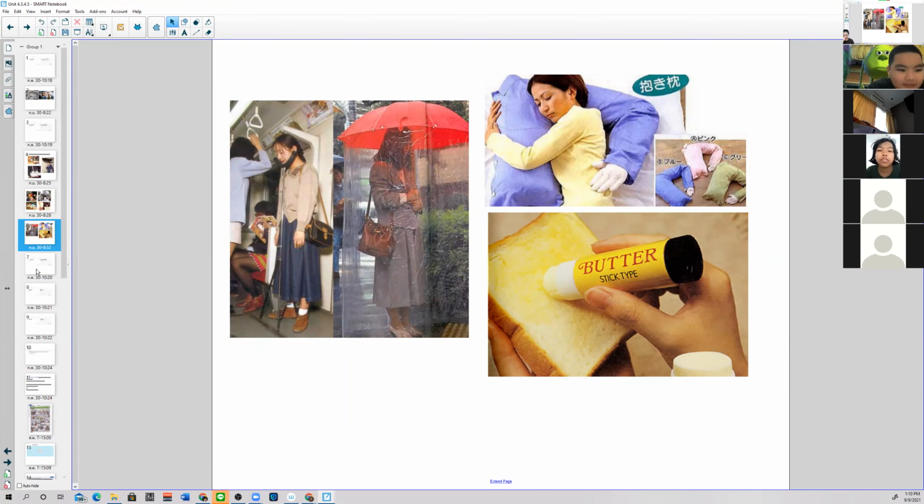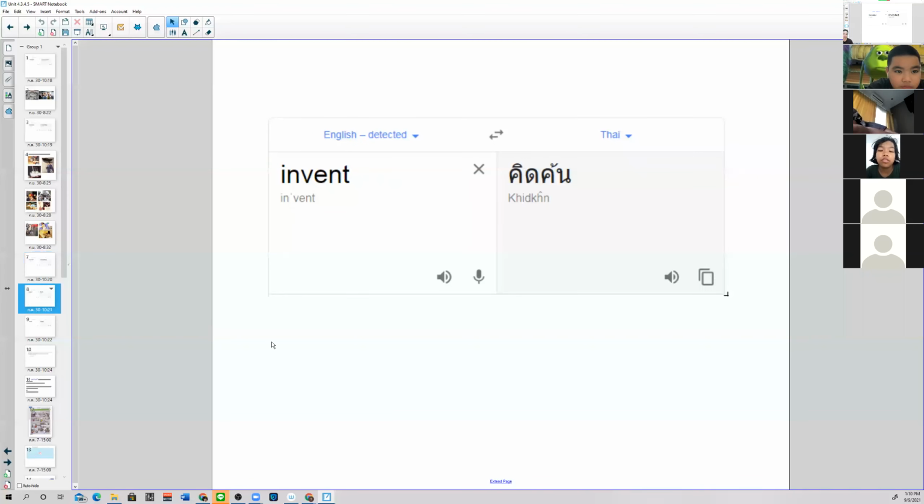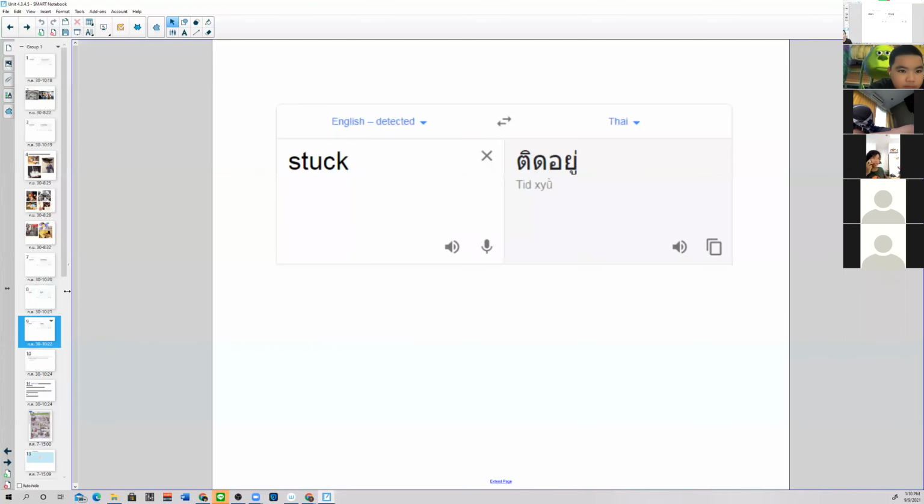Anyways, the next word is inventor. You know that word, right? Inventor is a person who invented an invention. Invent, that's the verb. That's the action of doing stuff, creating stuff. That's called invent. The next word is stuck. That means you can't go anywhere. You're just stuck to a certain place.